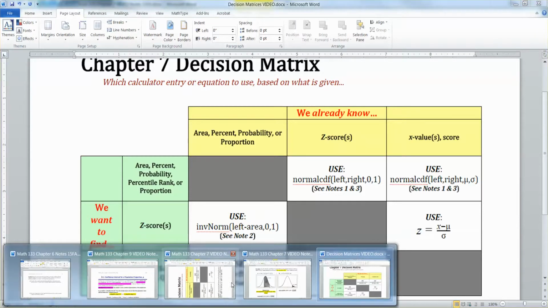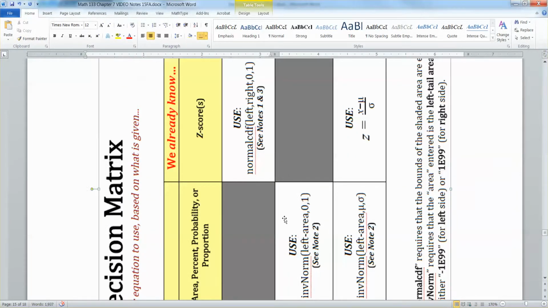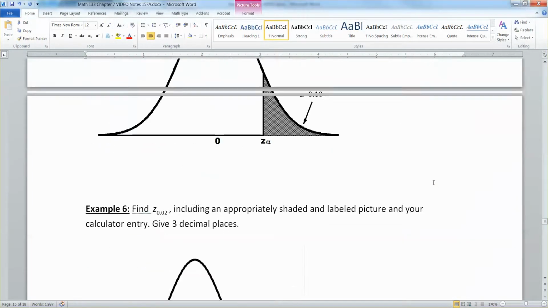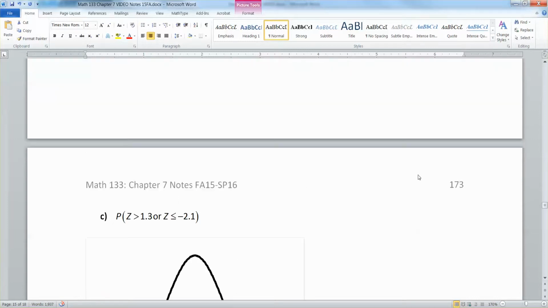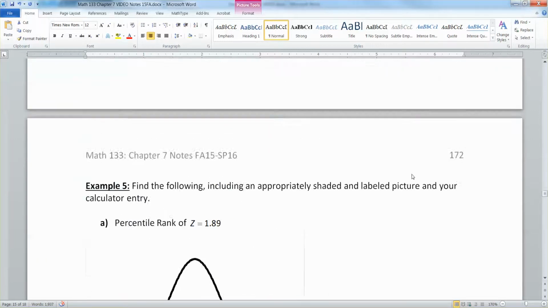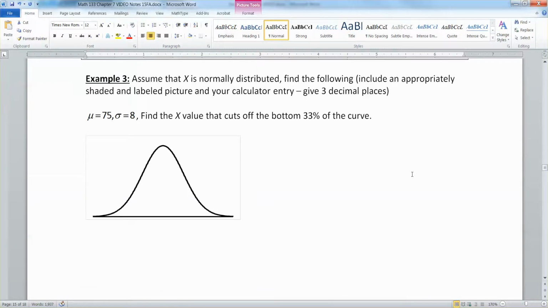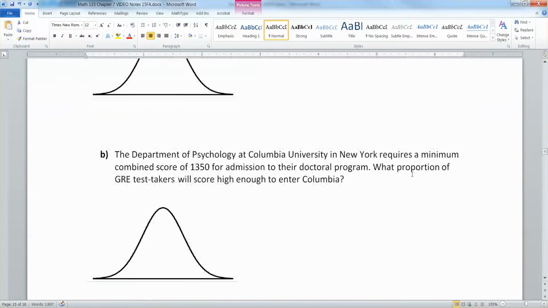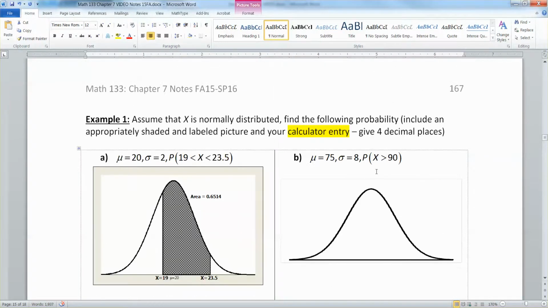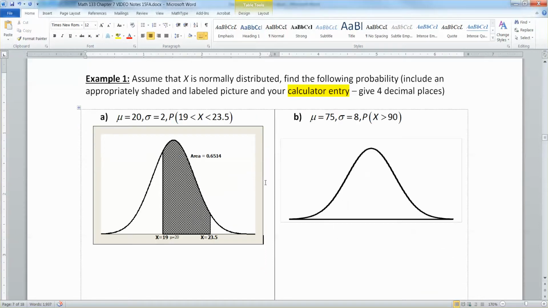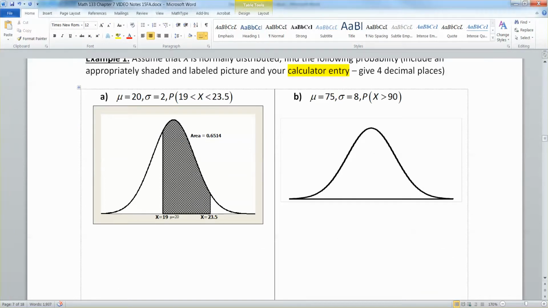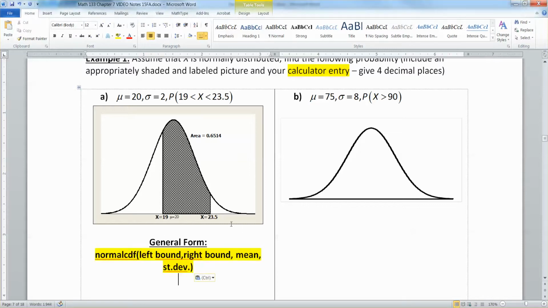Okay, so let me grab the notes again. Scroll back to where we're going. It's in the notes, but it's also in the exam notes packet, so you don't have to memorize it. You don't have to put it on your note sheet. It's going to be given to you as you do your exam, so don't stress about that. Sorry, I have to scroll back up through this. There we go. Okay, so we want to use normalcdf(left, right, mean, standard deviation). That's what it said in the decision matrix.